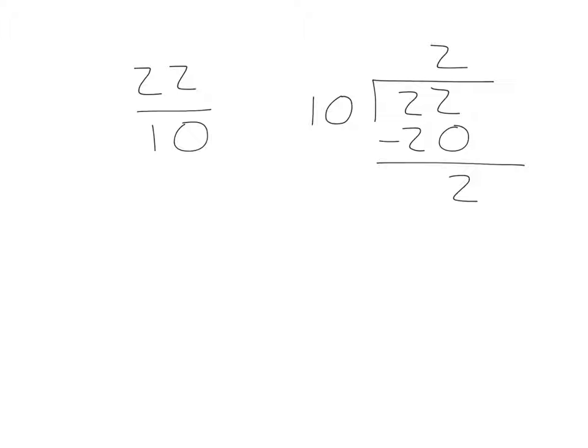So now we have to figure out how we go from this piece of information to turning 22 over 10 into a mixed number. So what I'm going to do is I'm going to take this number right here. This 2 is going to become my whole number. This 2 is going to now become my numerator. And this 10, which was my original denominator, stays as my denominator.